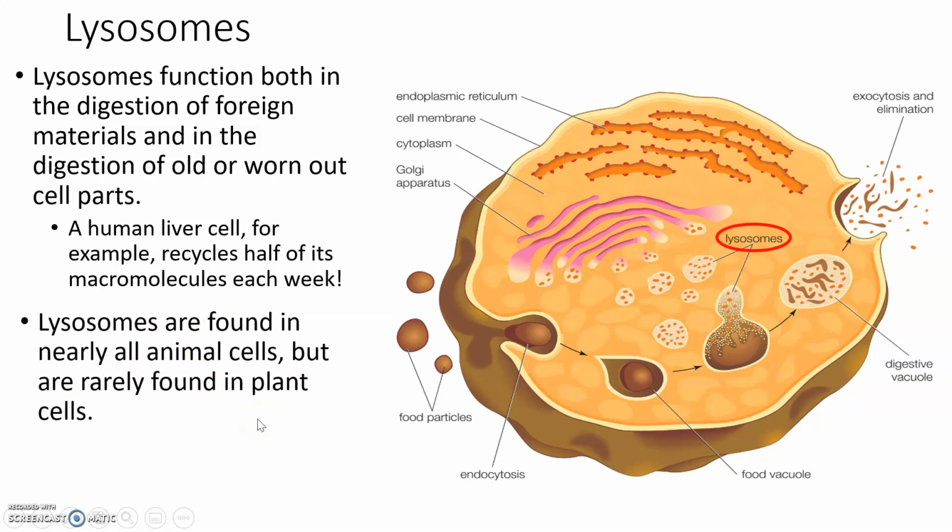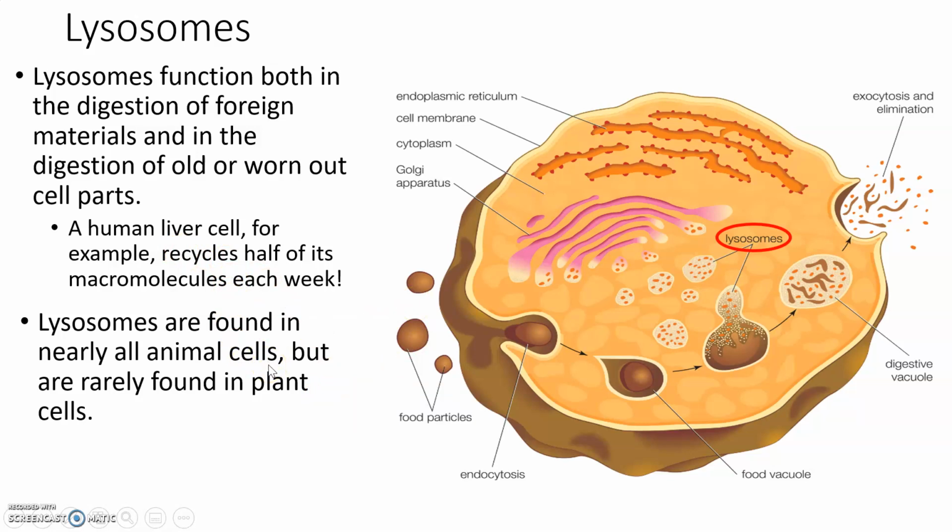Lysosomes are found in pretty much every single animal cell. Some have more than others. You see up above here, the liver cell, for example, has a ton of lysosomes. It's recycling its macromolecules, almost half of them at least, about every single week. So that's a lot of breaking down of macromolecules, recycling those parts back into the rest of the cell. So you'd expect a lot of lysosomes in a human liver cell.